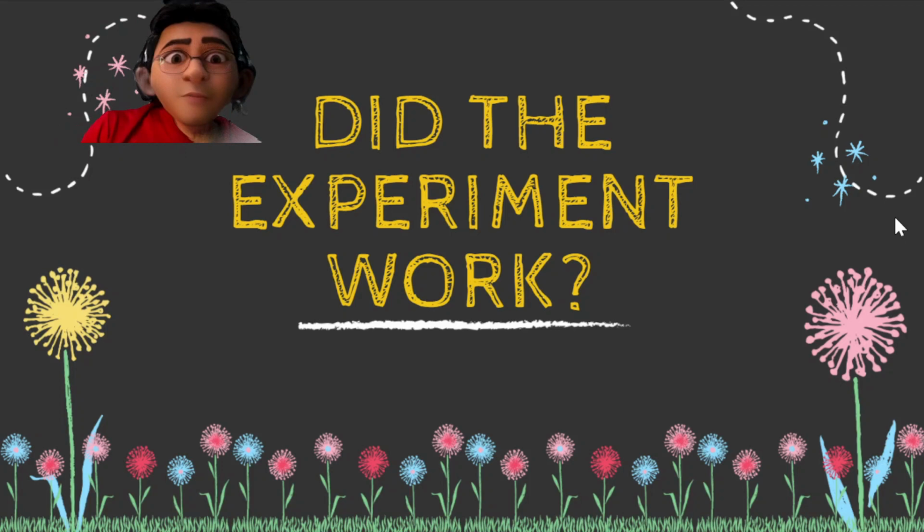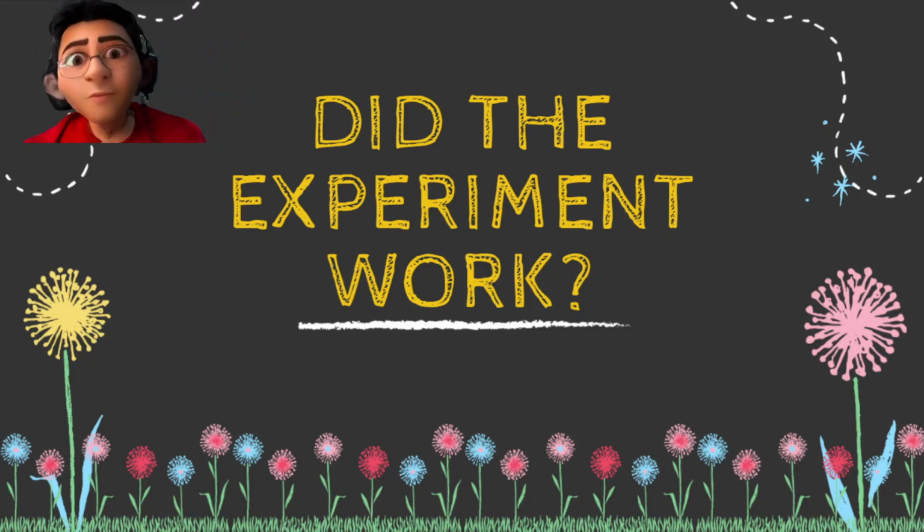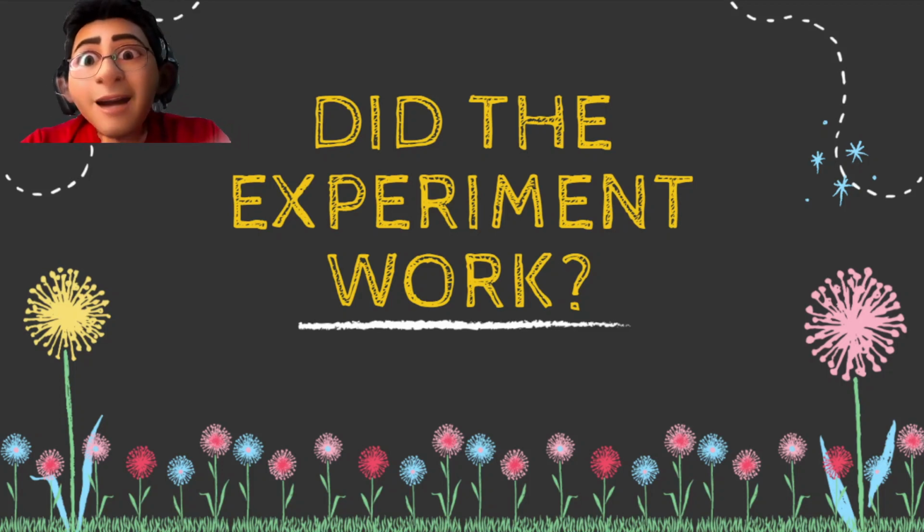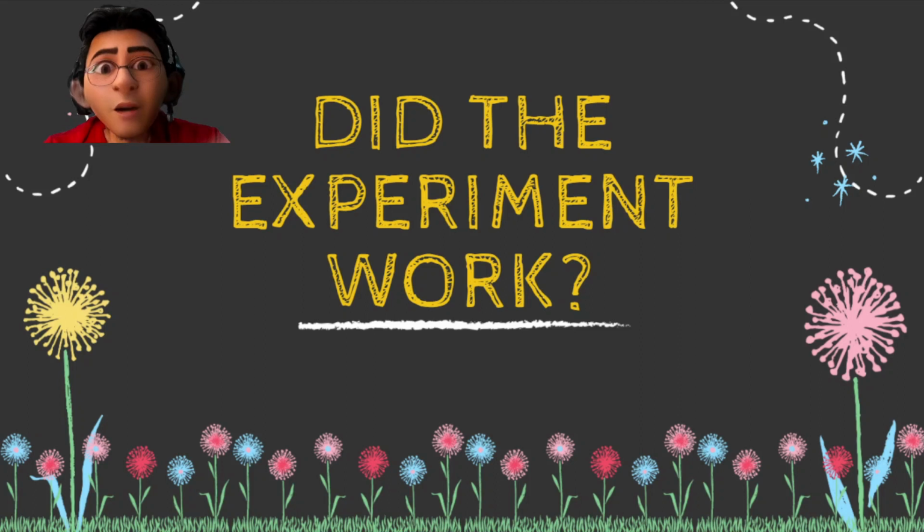So did the experiment work? Yes, it works very well. But can you do it better? Yes, we can do it better. How? There are two ways on how to make an electromagnet better. One is by using a stronger battery or dry cell, and the second way is by coiling more wires onto the nail. With these two ways you can make a stronger electromagnet.